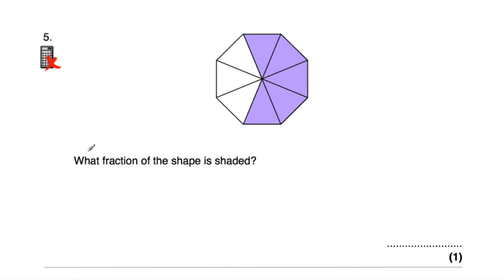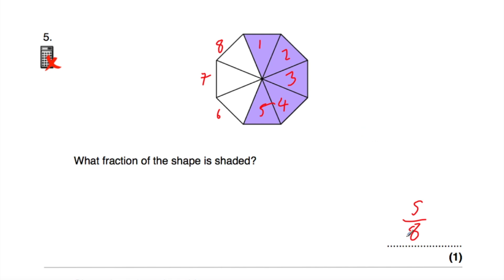And the question says, what fraction of the shape is shaded? So we've got 1, 2, 3, 4, 5. And altogether there's 6, 7, 8. So 5 out of the 8 are shaded. So 5 are shaded out of the 8 altogether. So 5/8 of that shape is shaded. And that's it. And that fraction can't be cancelled down.